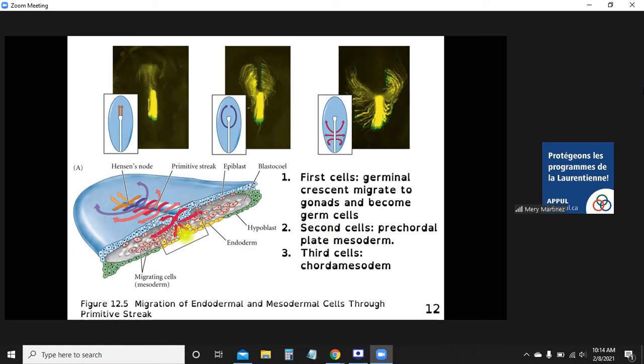So we see, as that primitive group projects anteriorly, everything that passes through that Hensen's node gives rise to different cell populations. All of them, we see it in here, start migrating inside through that primitive streak, going inside. And that's how we're going to have the precordal plate mesodermal cells. And we're going to have at the end the epiblast, and then the endoderm, and then that precordal plate mesoderm in this section. Is this image clear? Yeah, okay.